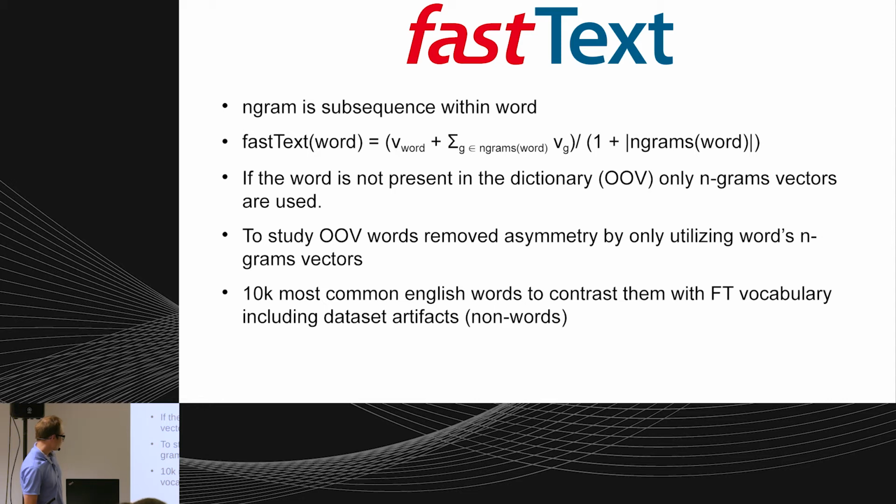I also collected the 10,000 most common words in English to contrast them with the FastText vocabulary, which is in the standard pre-trained model. FastText has around 2 million words in its vocabulary, but many of them are artifacts, maybe some concatenated words treated as a single word, and so on. So this is useful to visualize where the normal words lie.